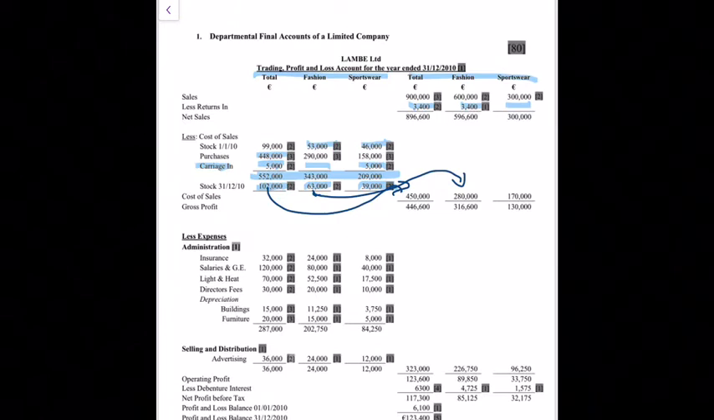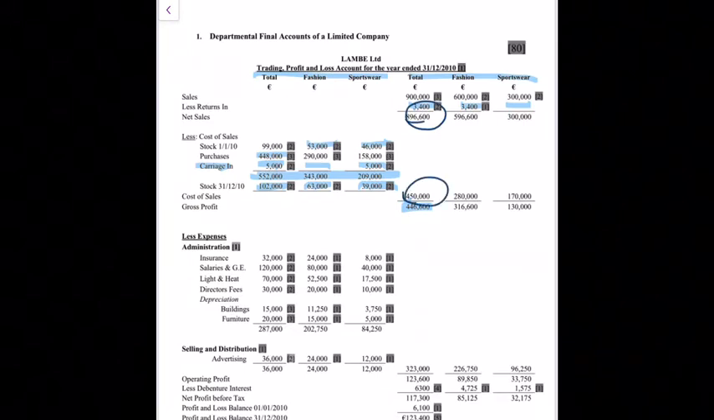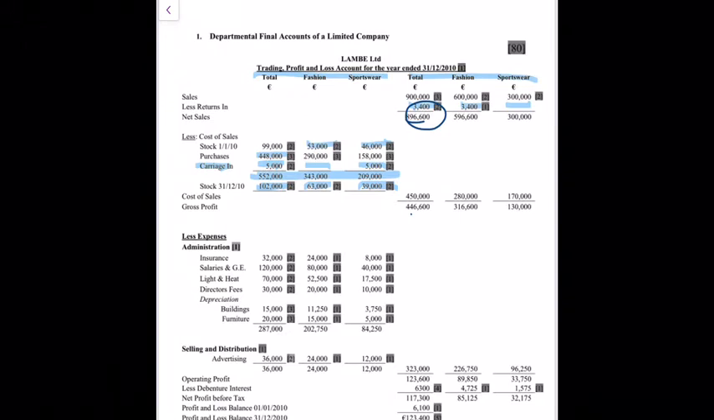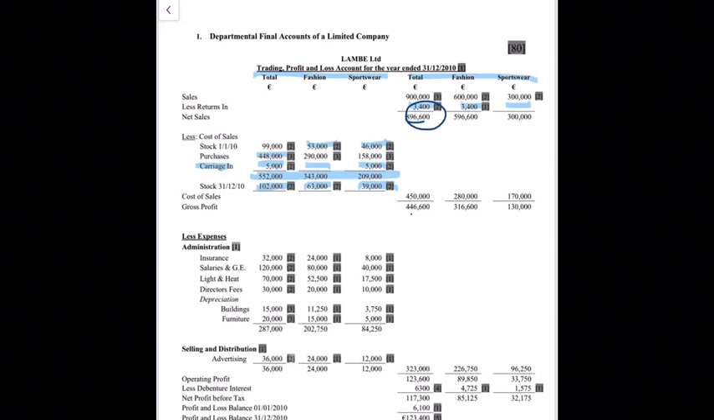That gives you your gross profit figure then. You get it by taking this figure here, your 896,600 minus your 450,000, which leaves you with €446,600 as my total gross profit. And that is the same format for your fashion department and your sportswear department. So we end up with a gross profit of 130,000 in the sportswear department, and our fashion department has a gross profit of 316,600.